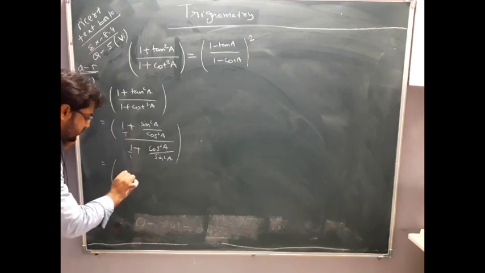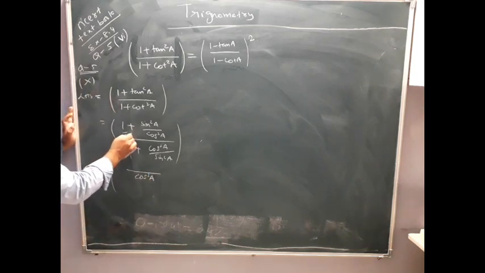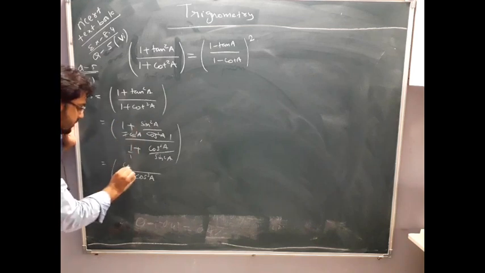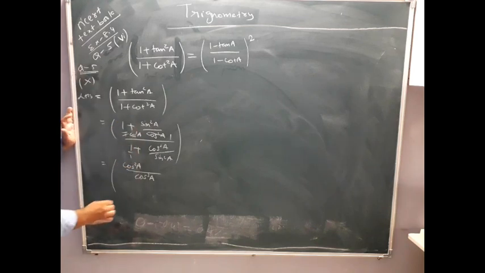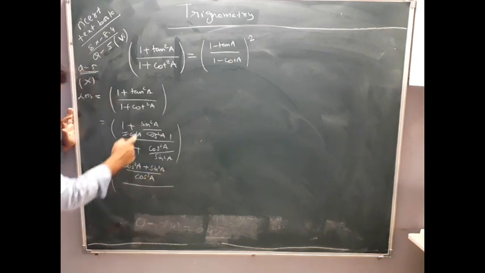This is 1, this is 1. So here the LCM will be cos square A. Cut cos square A here, cut 1 here. So cos square A times 1 is cos square A, plus sin square A times 1 is sin square A. Clear? So this top portion I have solved.